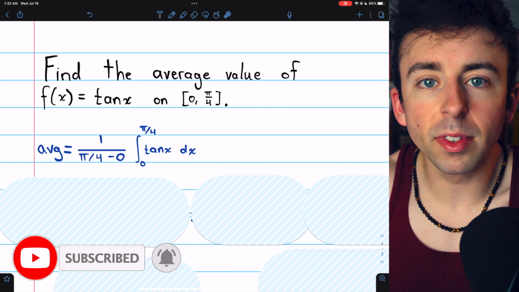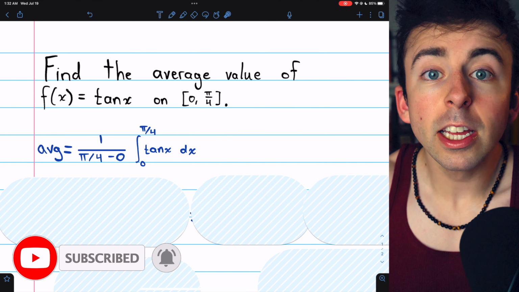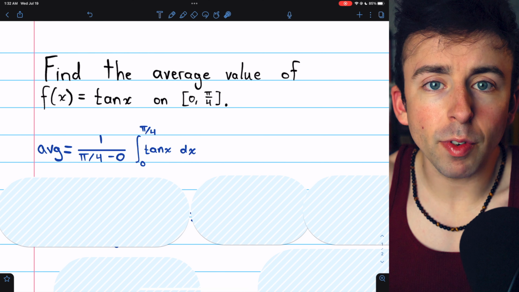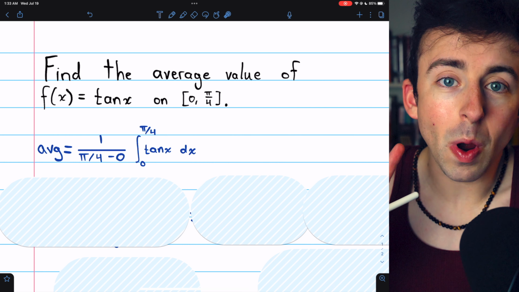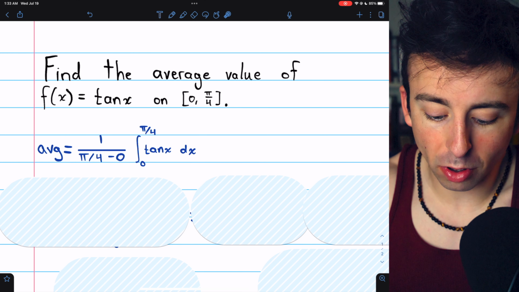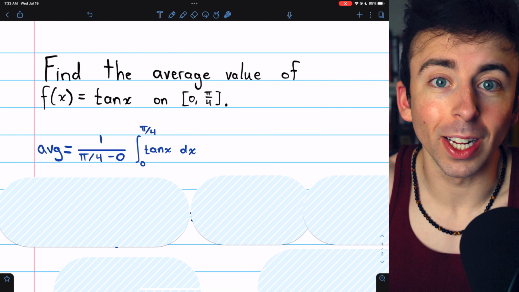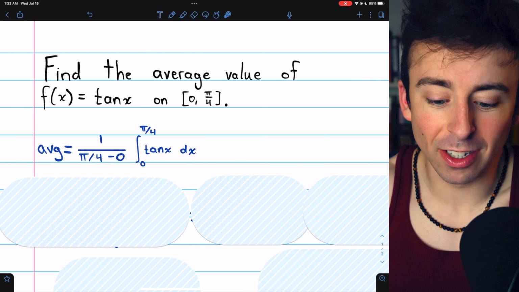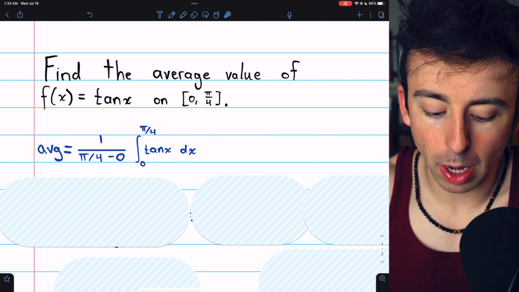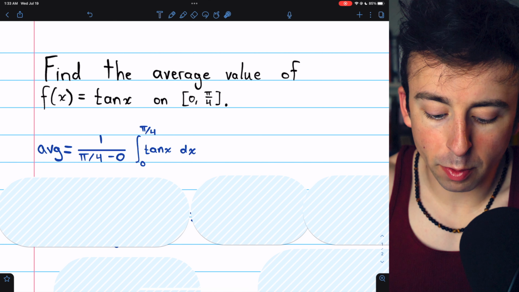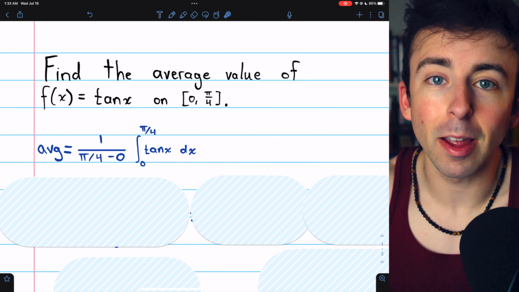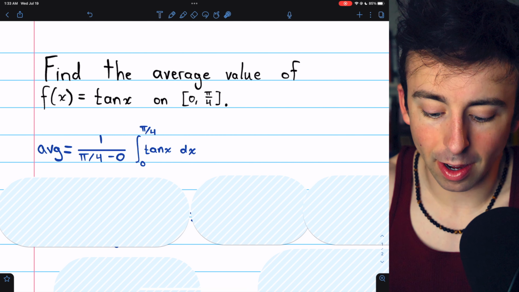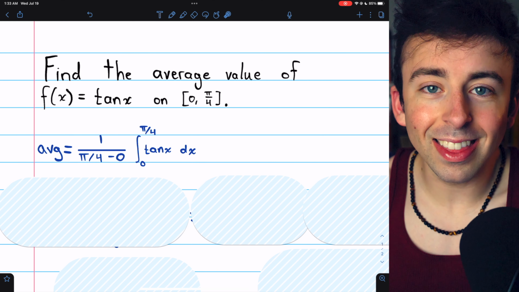Let's find the average value of the tangent function on the closed interval from 0 to pi over 4. You may recall that to find the average value of a function, we just have to add up all of its values on the interval, which means we're going to integrate it on this interval, and then divide by the length of the interval. So we're multiplying by 1 over pi over 4 minus 0. That's the same as dividing by the length of the interval. So let's get on with the integration.